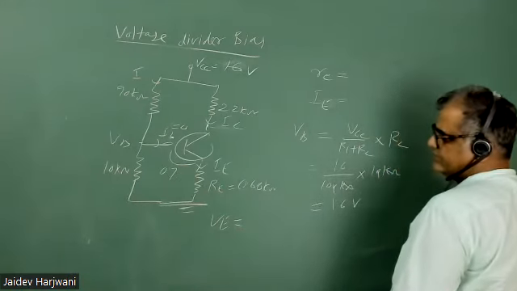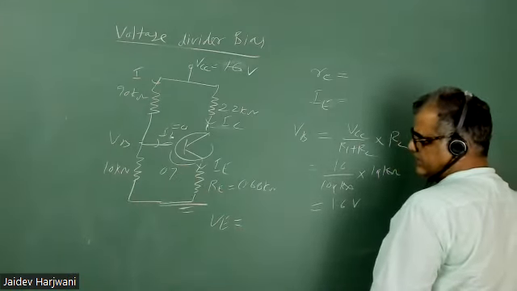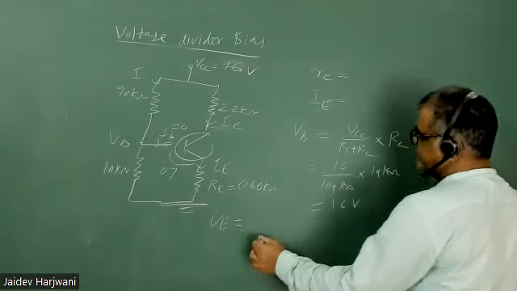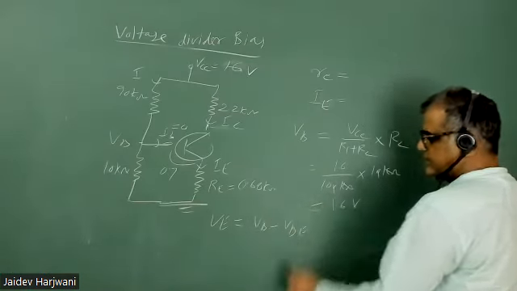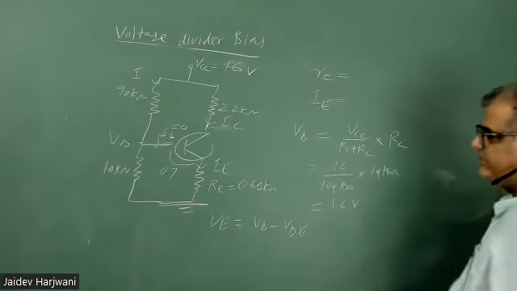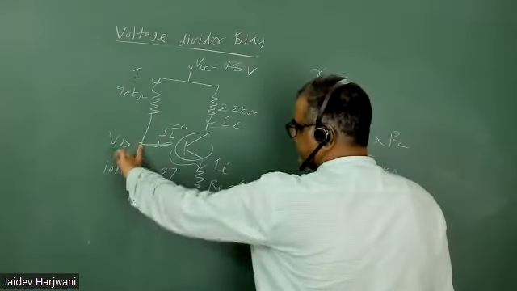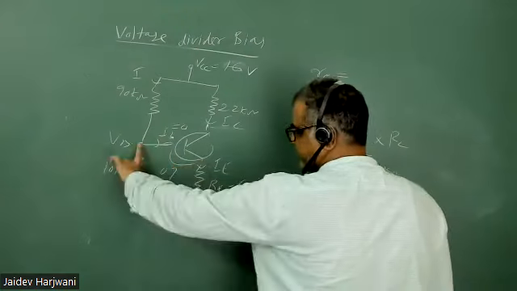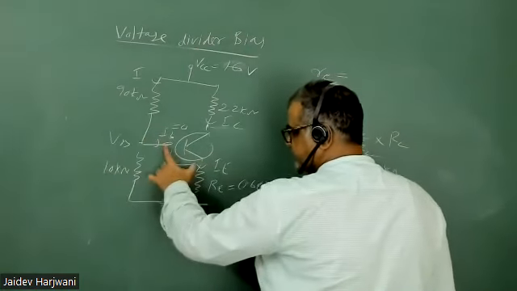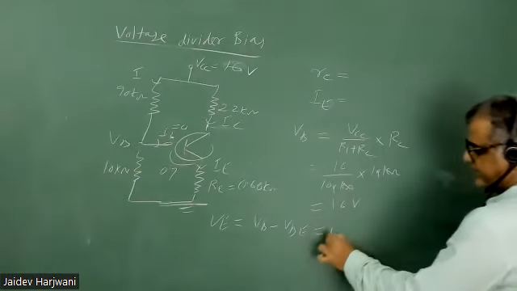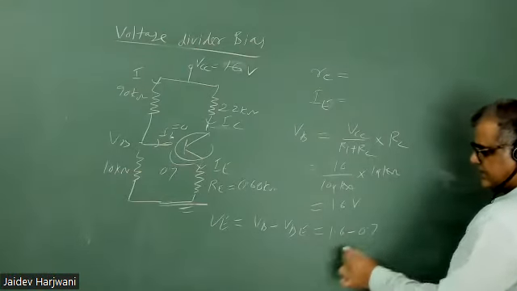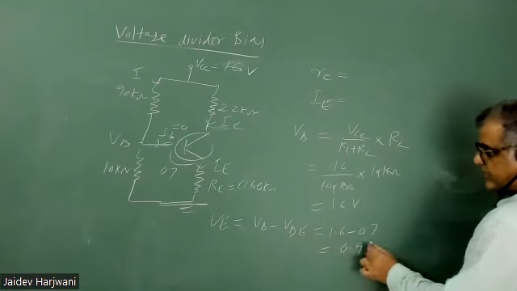VE is what? It will be VB minus VBE. Yes or no? This VB will be lost between here and here. This VB is equal to this VBE plus this VE. So your VB 1.6 minus 0.7 comes out to 0.9 volt.